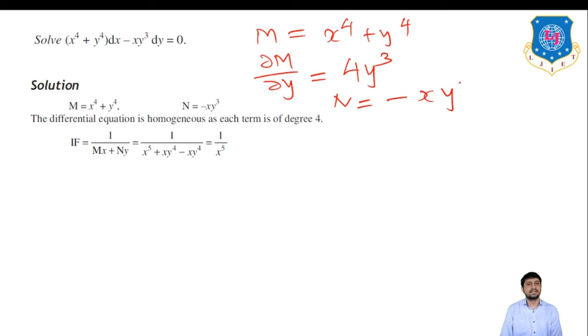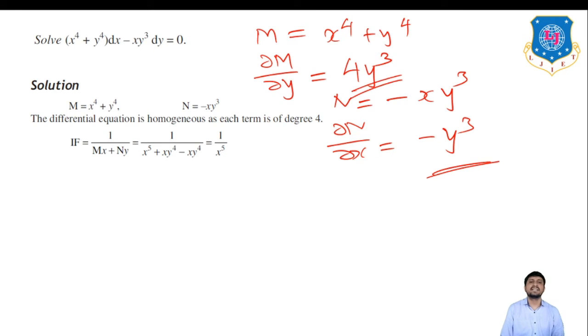Minus x y cube, so ∂N/∂x is minus y cube. ∂N/∂x and ∂M/∂y, these two are not equal, so it is not exact, so we have to make it exact. So what is the integrating factor? The integrating factor is 1 upon Mx plus Ny.